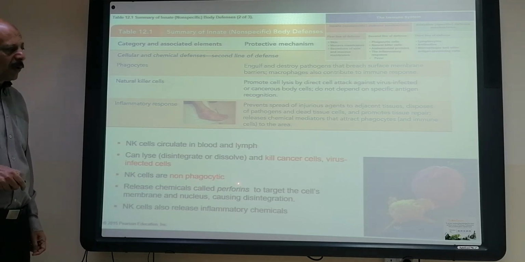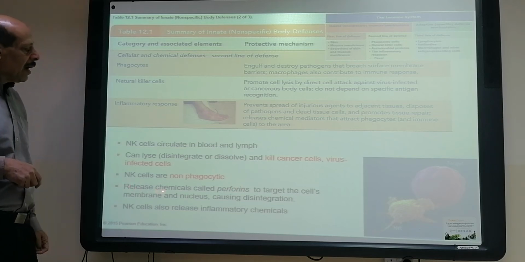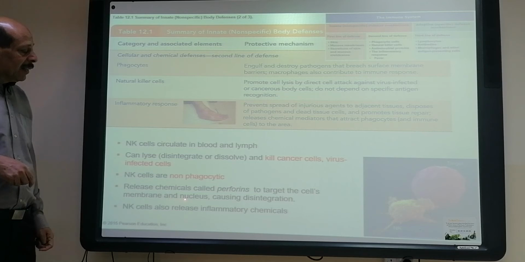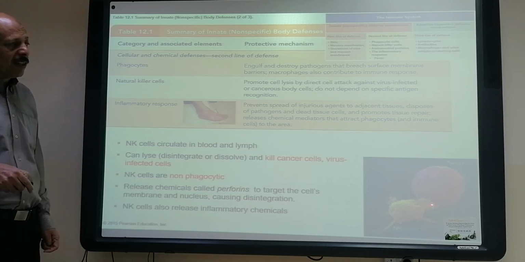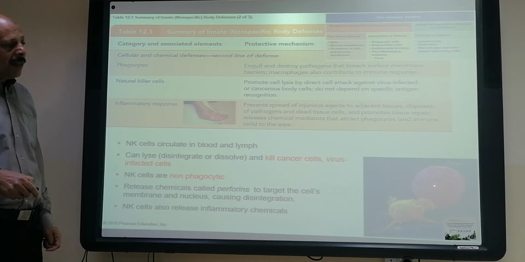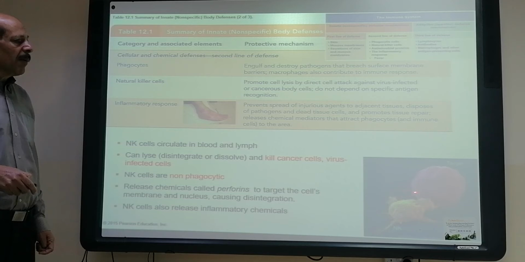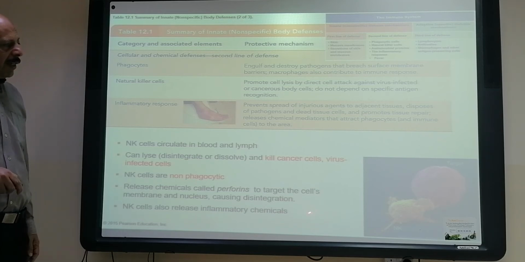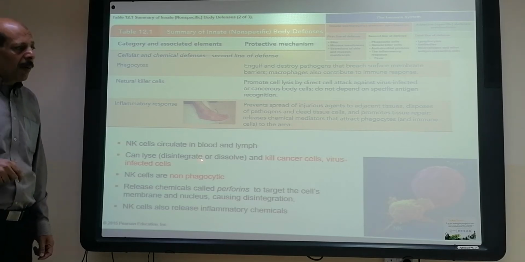The natural killer cells are also non-phagocytic, as we mentioned before. So they are not engulfing the microorganism or the infected cells. They are destroying it. They release chemicals called perforins to target the cell's membrane and also the nuclei of that cell, which cause the disintegration and destruction of the cell. So it acts mostly on the cell membrane and the nuclei, leading to lysis of the cell. The natural killer also releases inflammatory chemicals that enhance the inflammatory process and the healing process.